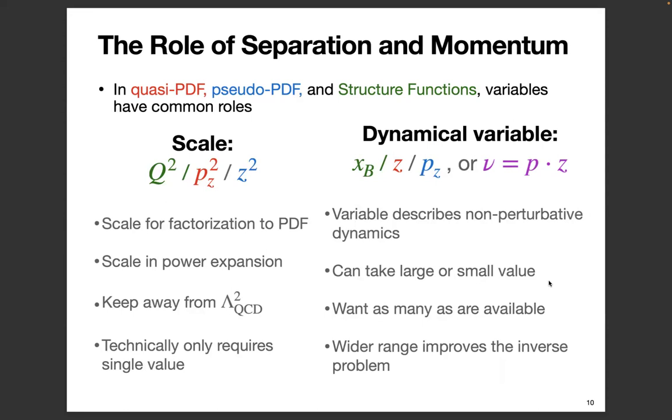By scanning x Bjorken, you're learning about the x distribution in different ranges. And similar for the quasi-PDF and pseudo-PDF, this is where the separation of momenta come in. Or you could have used the Ioffe time, as I was saying before. These are the parameters you want to scan as much as you can. So you want your lattice calculation to be capable of having as many values of whichever one you want to be scanning around, so that you can undo these integral relationships as accurately as possible.